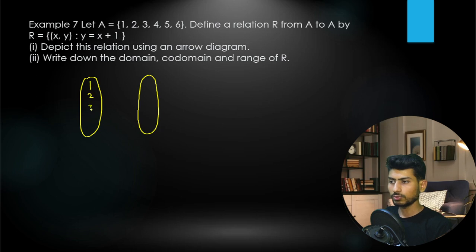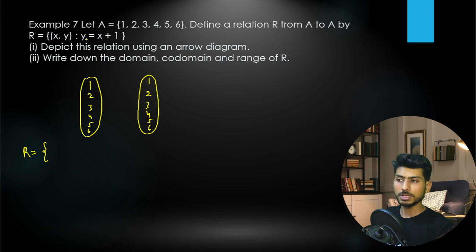So 1 2 3 4 5 6, again 1 2 3 4 5 6. I don't know what the mapping will be, but I'm going to prepare this full set. They are telling that only those elements will come in the relation which satisfy this equation. It means the image should be 1 plus the element. So if I map 1, it will go to 2, 2 will go to 3, 3 to 4, 4 to 5, and 5 will go to 6.